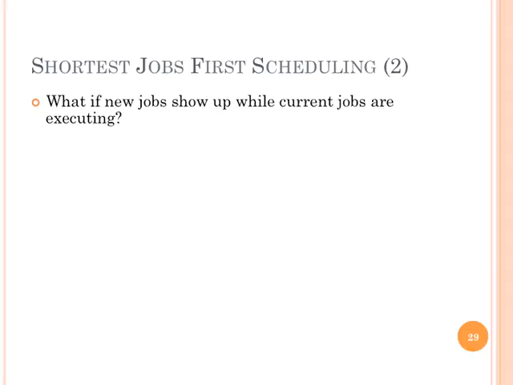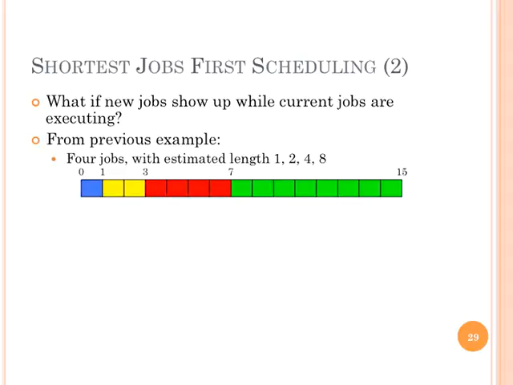But then we have an issue. What if new jobs keep showing up? We have this interesting issue that if we just keep adding them into the queue and they keep being shorter than other stuff, they're going to jump ahead. And so we may have stuff toward the back that maybe never actually gets the processor. In our previous example, we had 1, 2, 4, and 8. At time step 5, something else shows up.